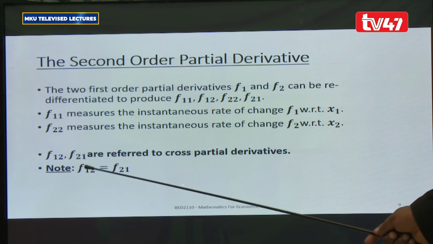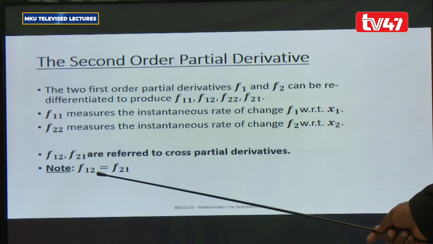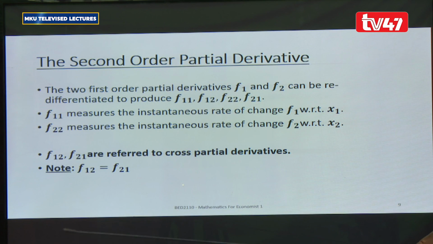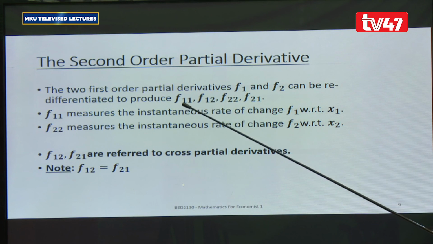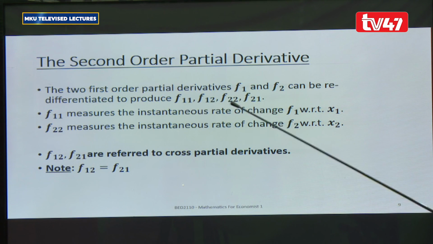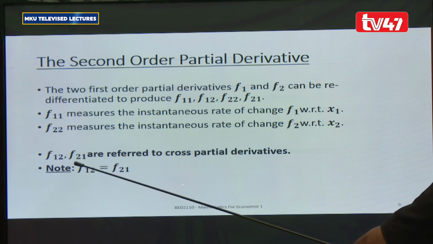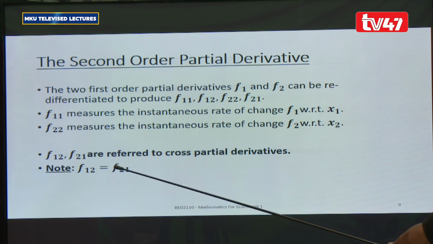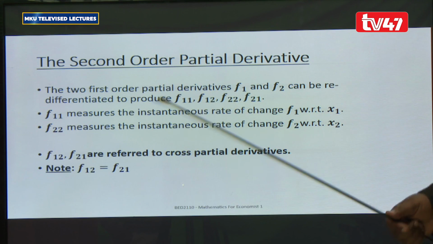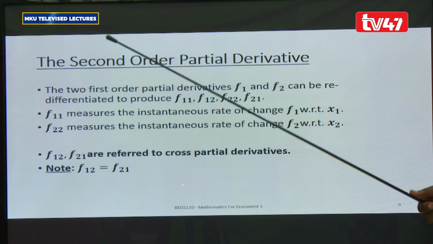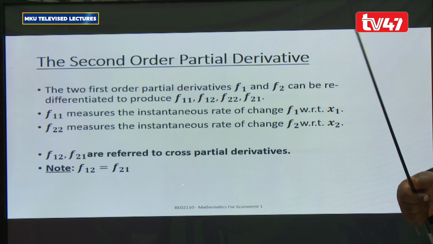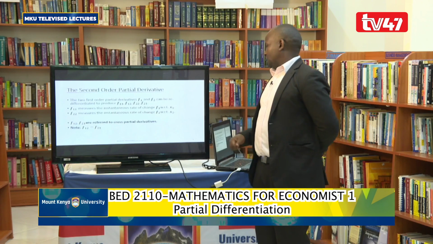Now, something to note here is that f12 and f21 are equal. And in a case where you are expected to calculate all the second order partial derivatives, you only need to know that when you have gotten f12, it is the same as f21. It makes your work easier. Now we'll need this when we shall be doing other calculations. These second order partial derivatives, we shall need them when we shall be calculating other variables and other models in the future.